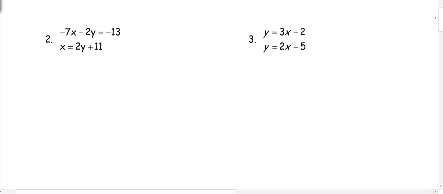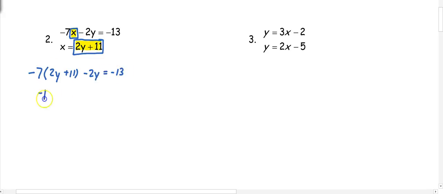Number 2, negative 7x minus 2y equals negative 13, and x equals 2y plus 11. So I'm going to see that x is by itself, so I'm going to box what x is equal to, and I'm going to replace that with the other x in the other equation. So I'm going to take out x, and I'm going to put in 2y plus 11 in the first equation. So when I rewrite that, I get negative 7 parentheses 2y plus 11 minus 2y equals negative 13.